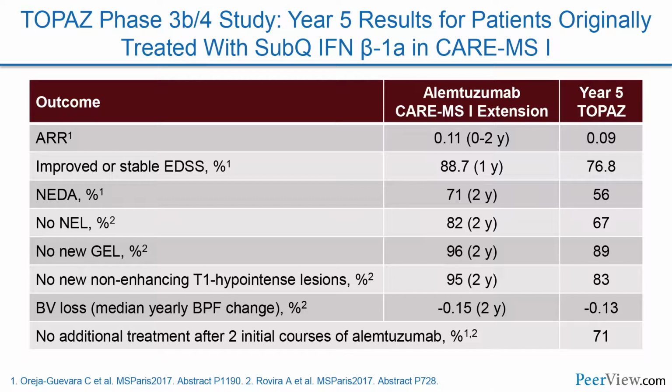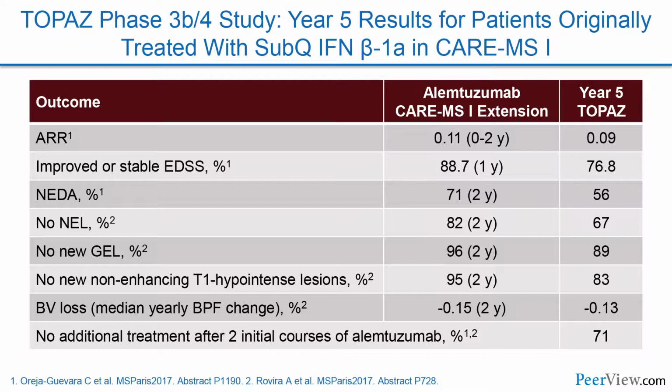Alemtuzumab demonstrated durable clinical efficacy over 5 years in patients with active RRMS who were previously treated with subcutaneous interferon beta-1a during CARE-MS-1. The majority of patients maintained a low annualized relapse rate, showed stabilization or improvement of disability, and achieved NEDA in each year after initiation of alemtuzumab. Alemtuzumab also resulted in a durable suppression of MRI disease activity over 5 years in patients who were previously treated with subcutaneous interferon beta-1a during CARE-MS-1.